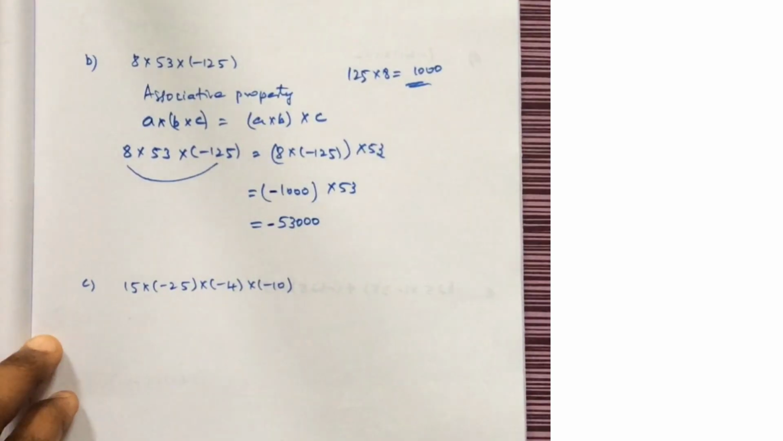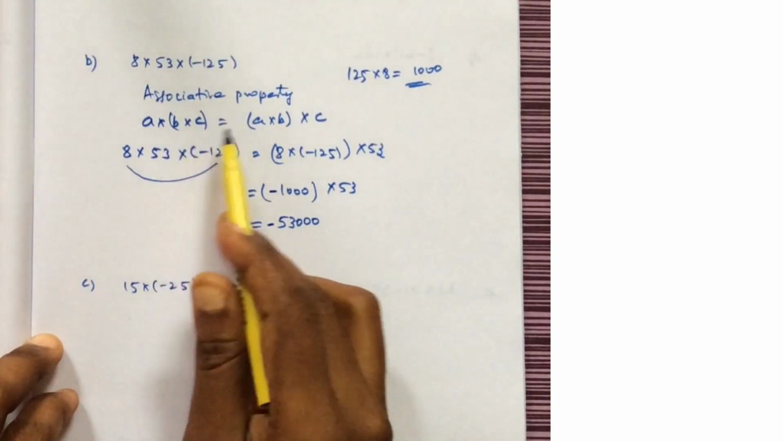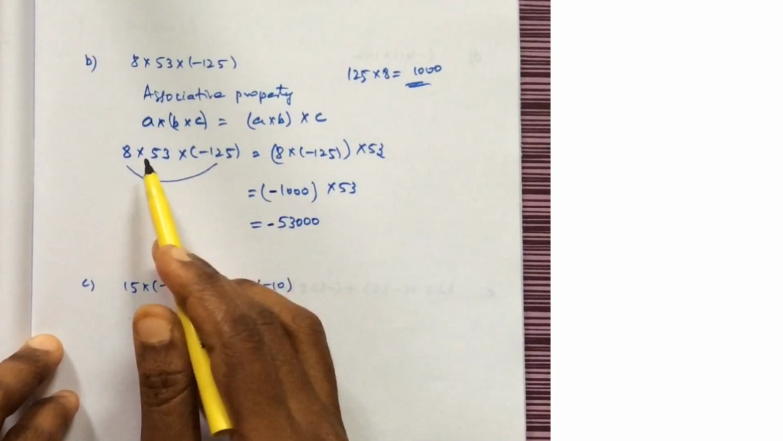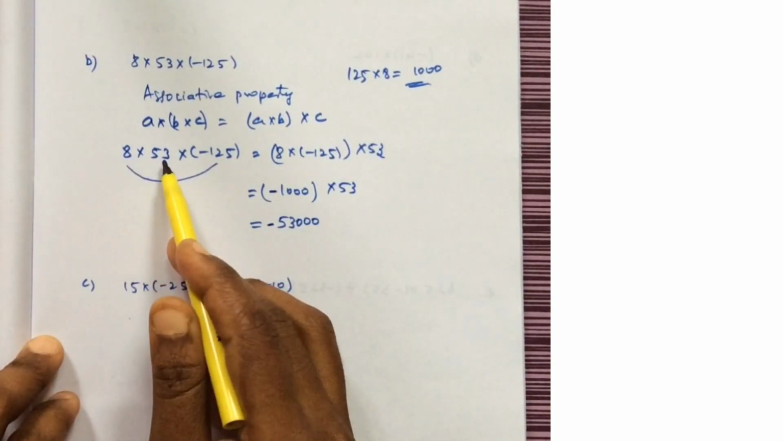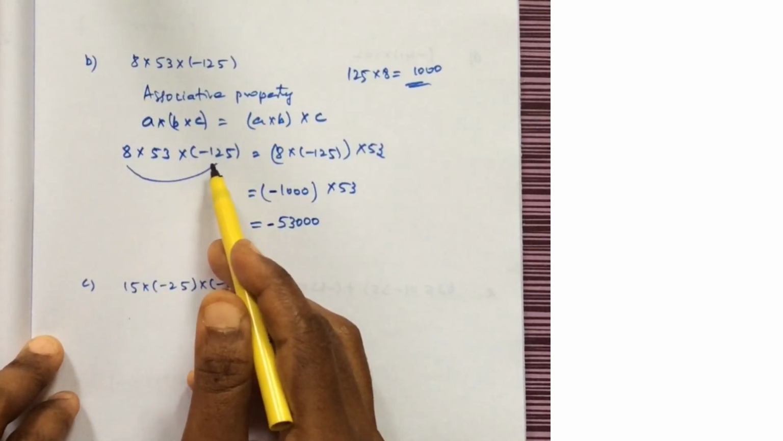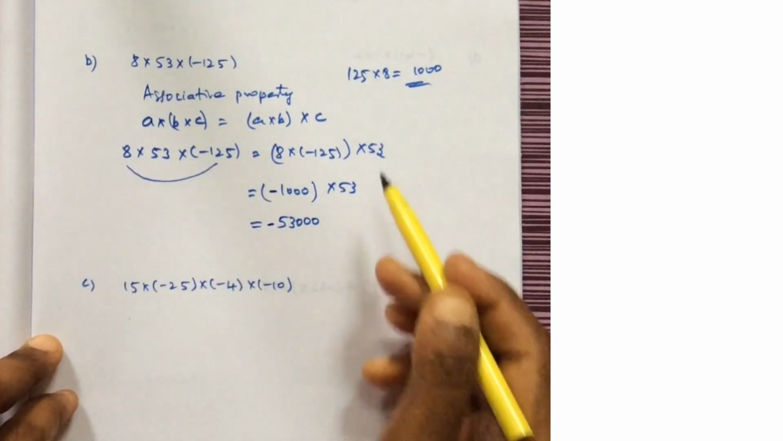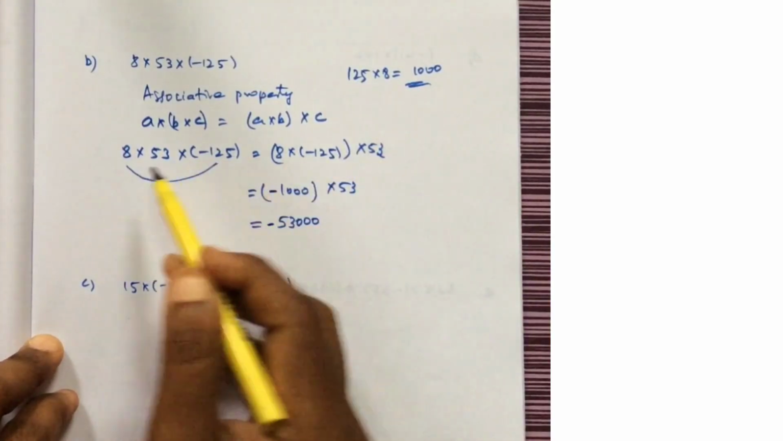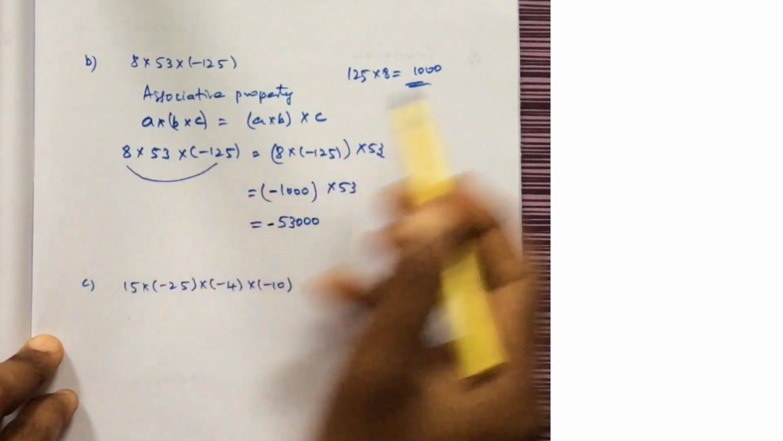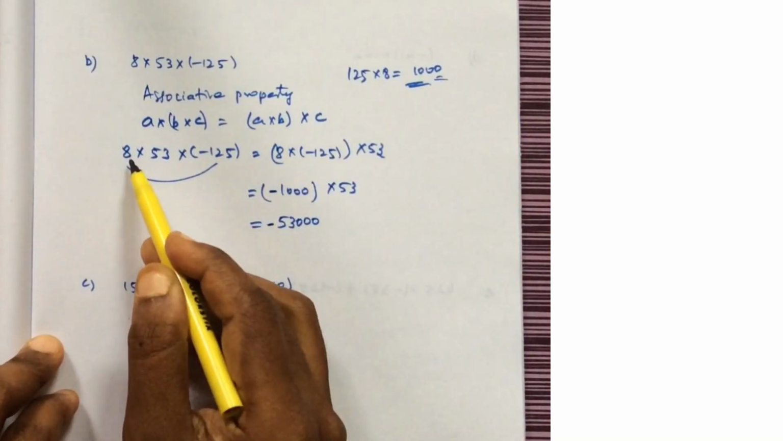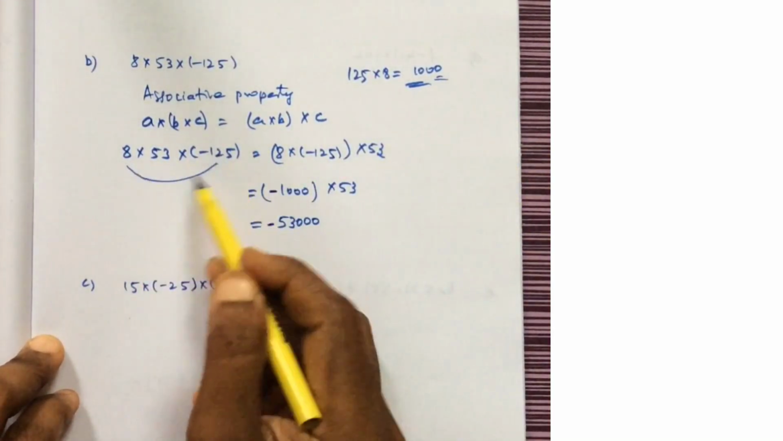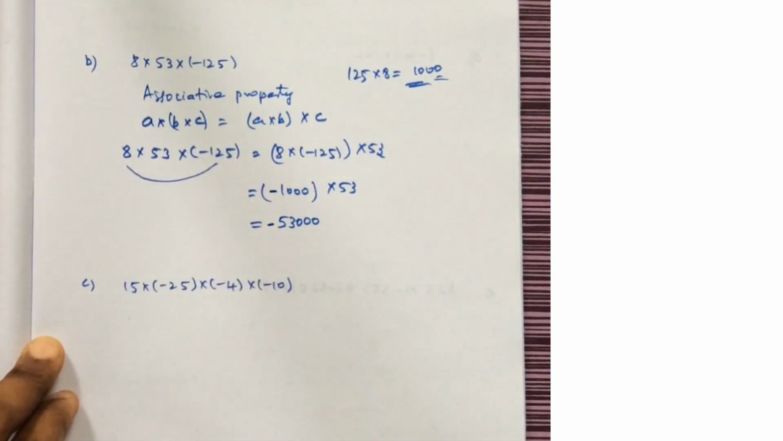Okay. Even if you interchange the order of multiplication, the result will be the same. So you see, if you multiply 8 into 53 and then with minus 125, it will be complicated. Now it is easy to do 125 multiplied by 8. Just check for which you will get a 0 here. So 8 fives are 40. There is a 0 here. So this will be easier compared to this multiplication.